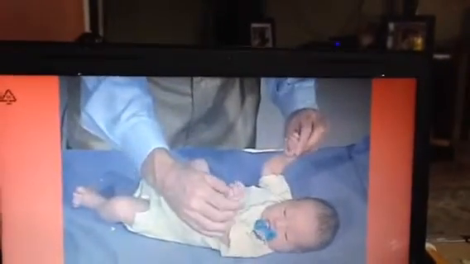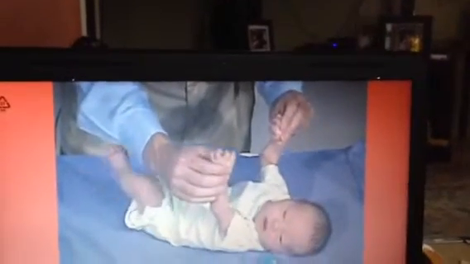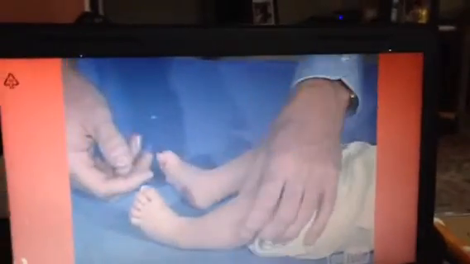So that is the grasp reflex, and the baby is really quite strong. He is almost pulling himself up with the grasp reflex, and we're going to hold on to that. Then applying pressure on the foot, the toes close with flexion.